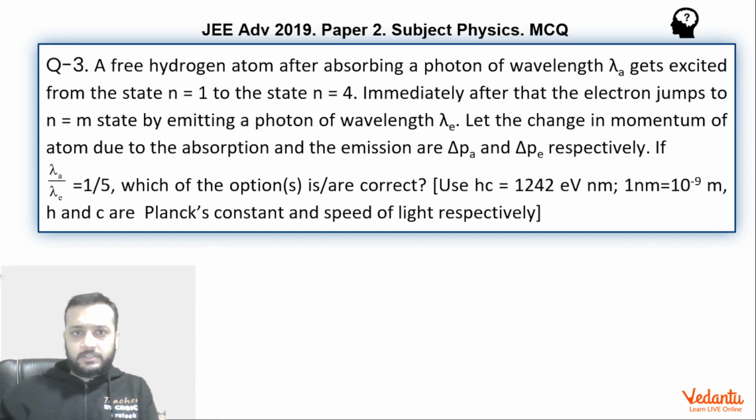Let's do the calculations. Now, if you see, there are some values which have been given for help: the value of hc is 1242 electron volt nanometer. Now if you see, when it absorbs a photon, it is jumping from 1 to 4. So we know the hydrogen atom jumps from 1 to 4, that means E4 minus E1 will be equal to hc by lambda a, right?